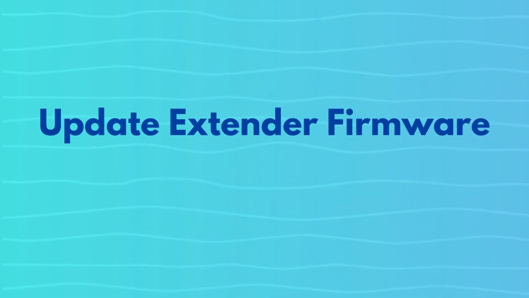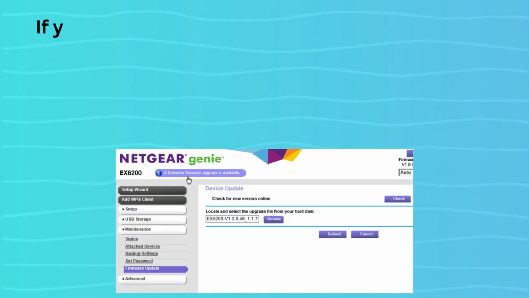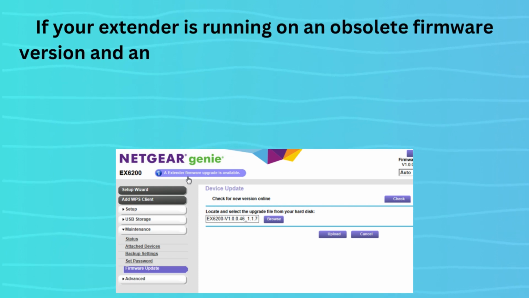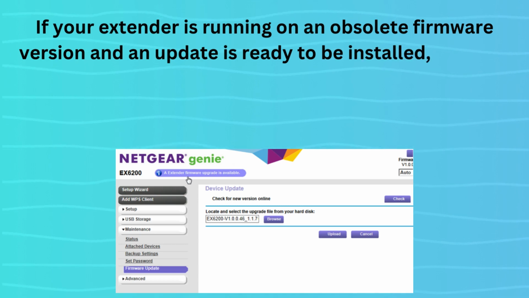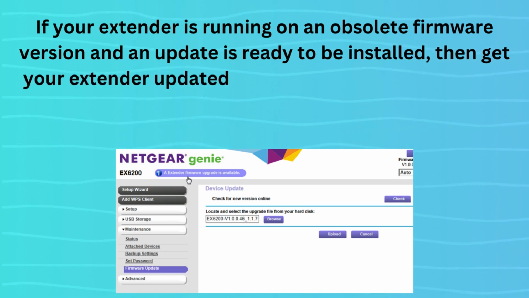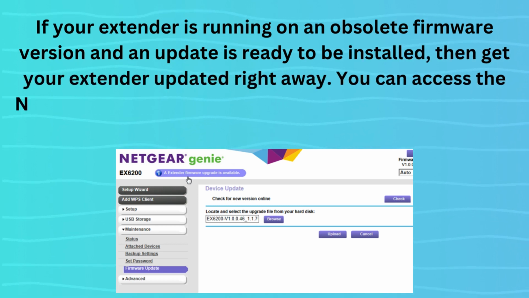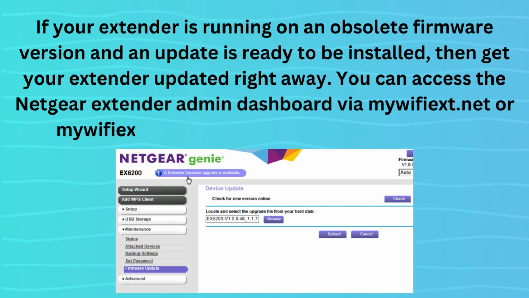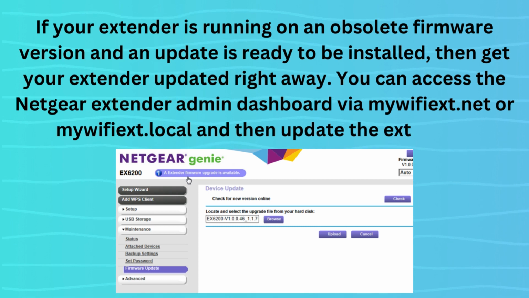Update extender firmware. If your extender is running on an obsolete firmware version and an update is ready to be installed, then get your extender updated right away. You can access the Netgear Extender admin dashboard via mywifiexd.net or mywifiexd.local and then update the extender.